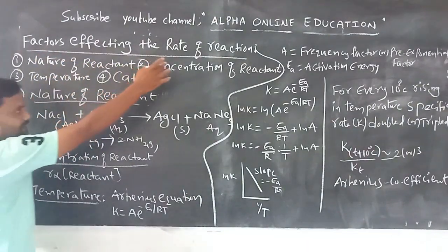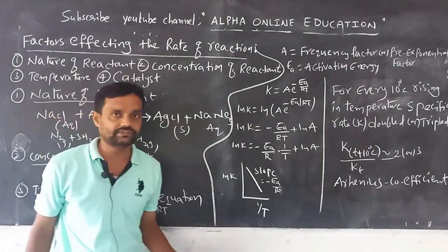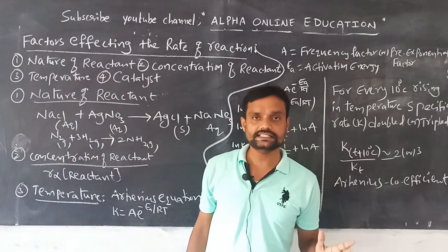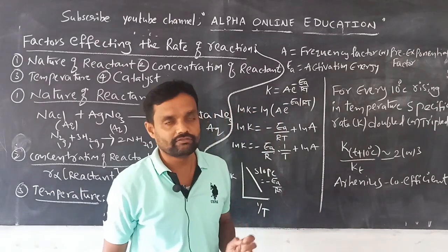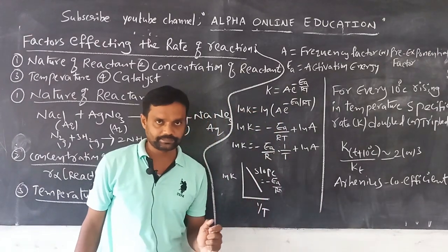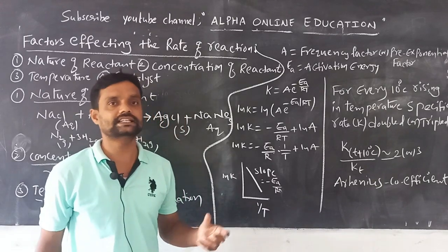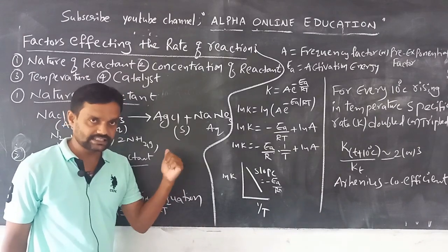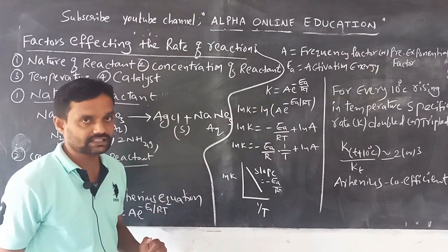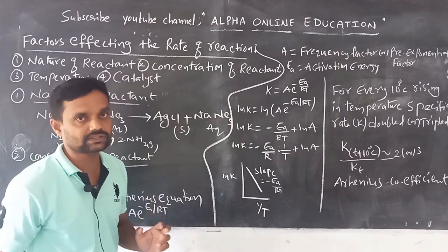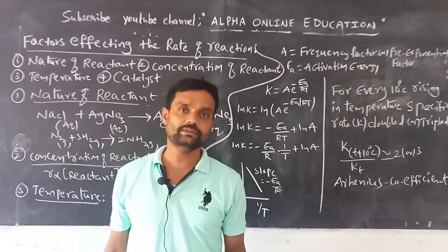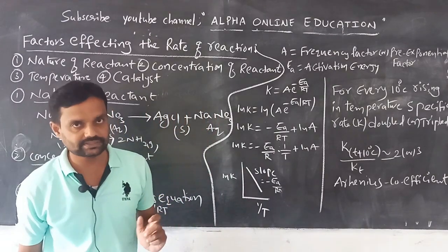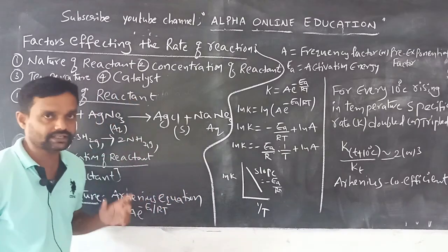Factors affecting the rate of reaction means that when we change that factor, the rate of reaction of a chemical equation also changes. When we change these types of factors, the rate of reaction also changes. Changes means it may increase or it may decrease.